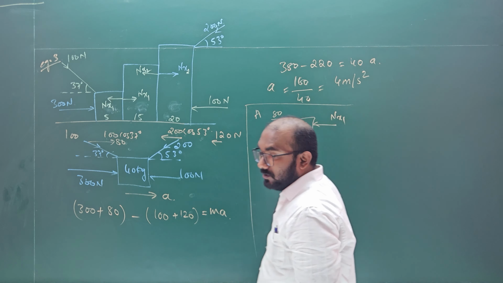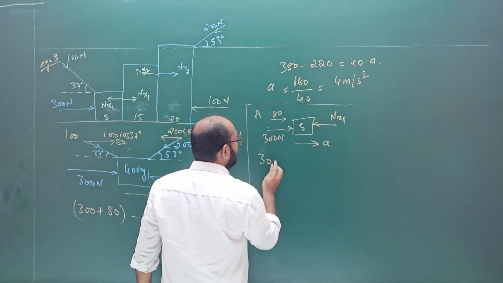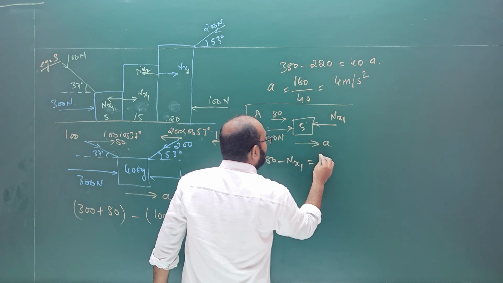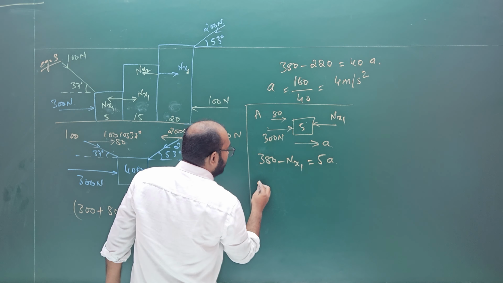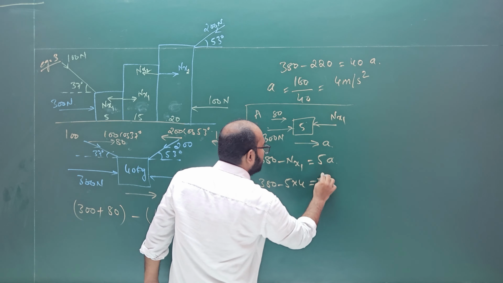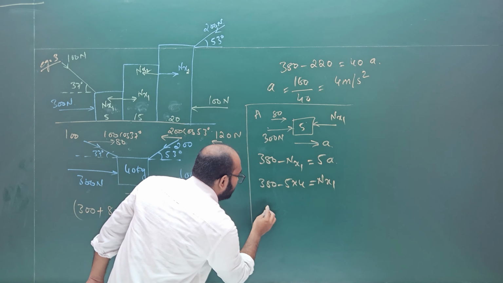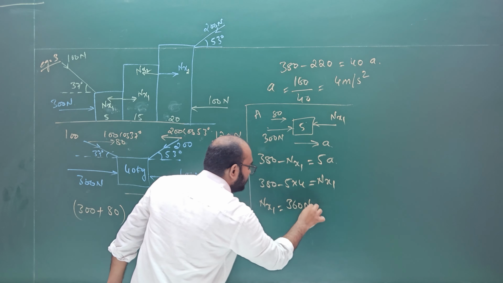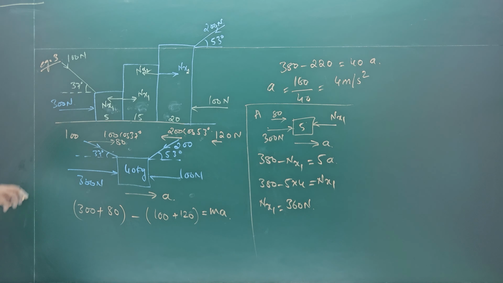Yes or no? Which one is the greater value? Yes, 380. Why 380? Because the whole system is going in this direction. So 380 minus NX1 equals 5A. What is the acceleration? 4. So 380 minus 5 into 4, which is 20, equals NX1. And this is nothing but NX1 equals 360 Newtons. Did everyone get it? Okay, very good.